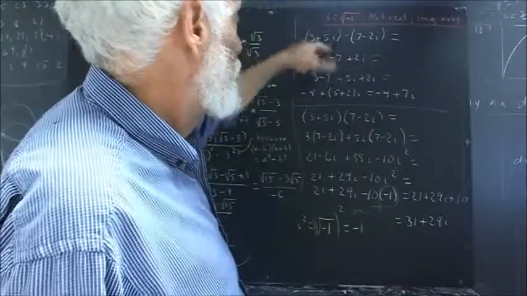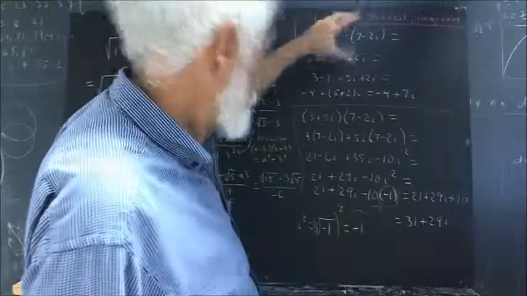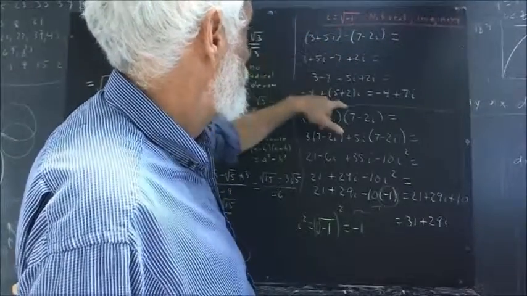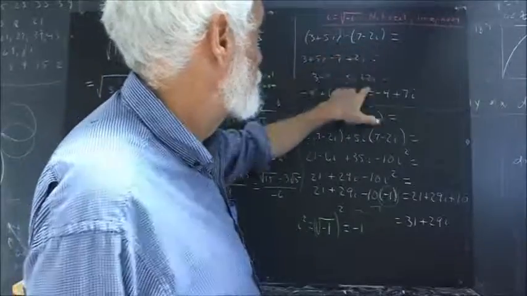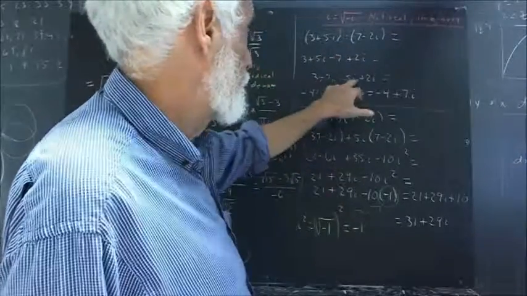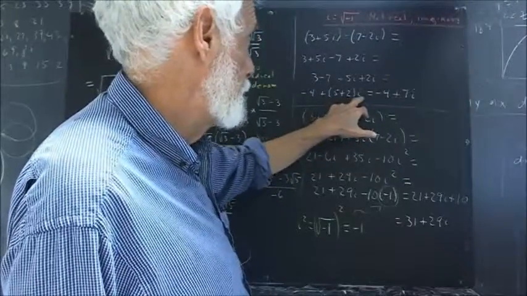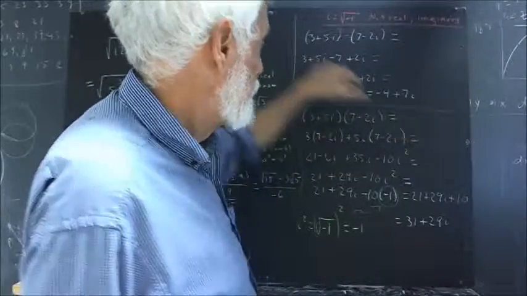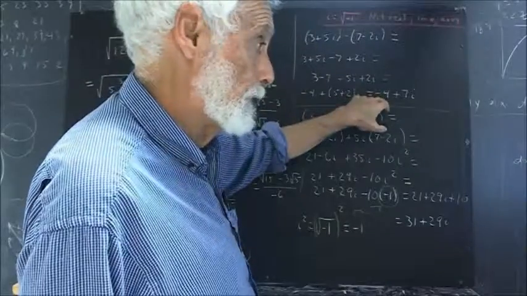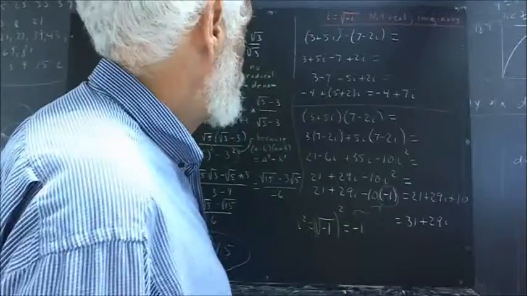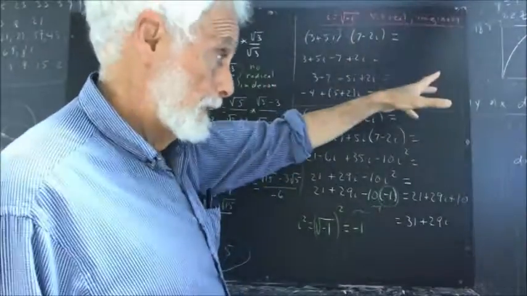Well, we can rearrange this so we have 3 minus 7 and 5i plus 2i. And of course we can factor the i out of the 5i plus 2i. We get 5 plus 2i, which is 7i. And of course 3 minus 7 is negative 4. So the sum is very easy to calculate. The i's just remain i's.